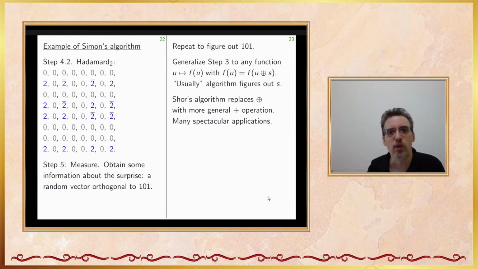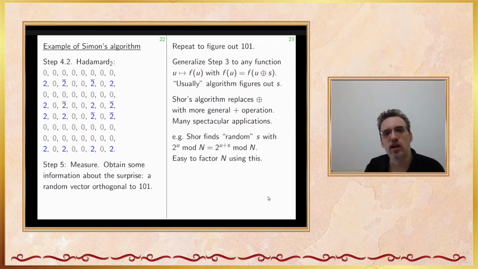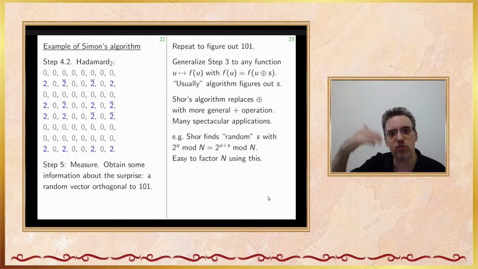But Shor, for example, takes a number n that you're trying to factor and says, let's take the periodic function that maps u to 2 to the u. I don't mean 2 to the u as a big integer, I mean 2 to the u modulo n. That's something you can compute quickly for a big value of u, and it wraps around at some point. There's only n different possibilities.